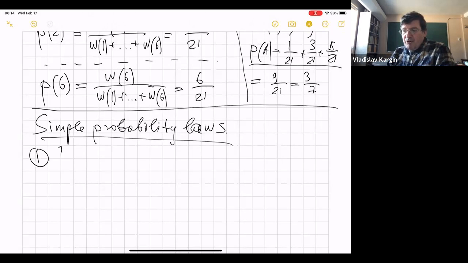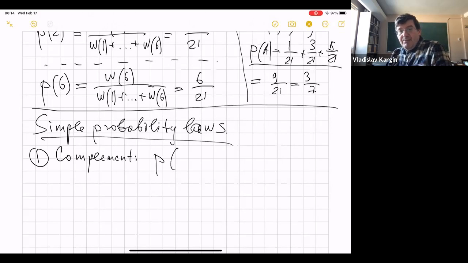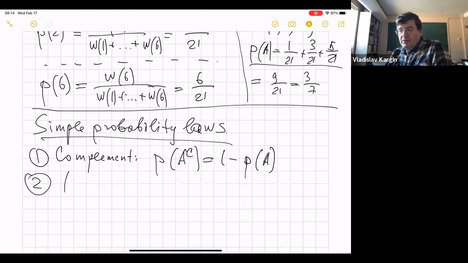One of them is the complement law. It allows you to calculate the probability of a complement. Probably many of you have seen it before. It says that the probability of the complement of an event, the probability that something does not happen, is equal to 1 minus the probability of the event. So the probability of A complement is equal to 1 minus the probability of A.